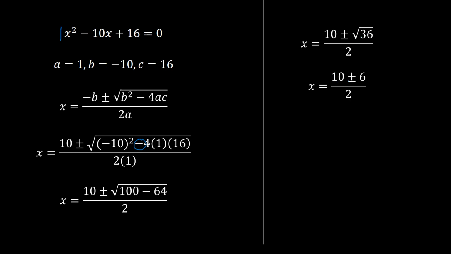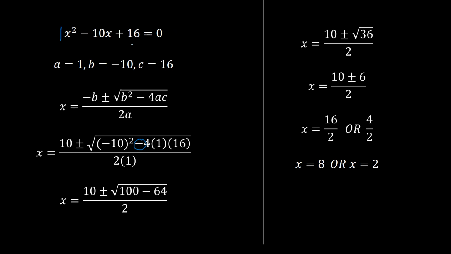So what I have is 10 plus or minus 6 over 2, which can give me two answers, where I have 10 plus 6 over 2, which would be 16 over 2, or 10 minus 6 over 2, which would be 4 over 2. 16 over 2 is 8, 4 over 2 is 2, so my solution would be 8, or it could be 2.